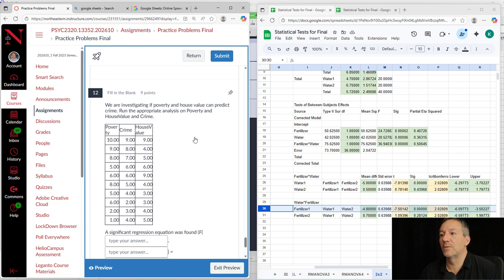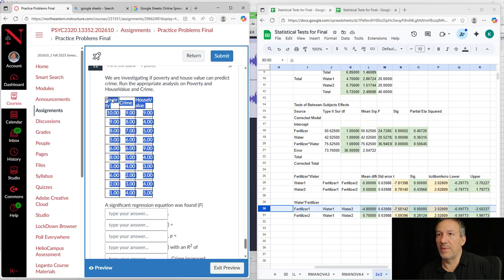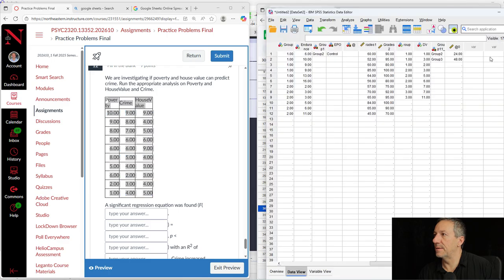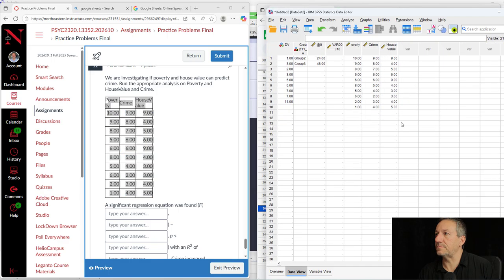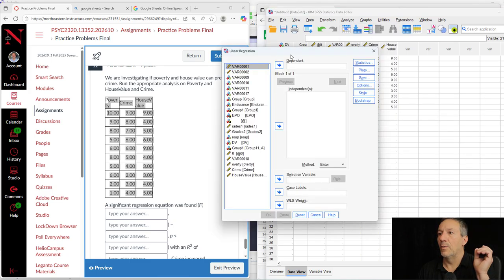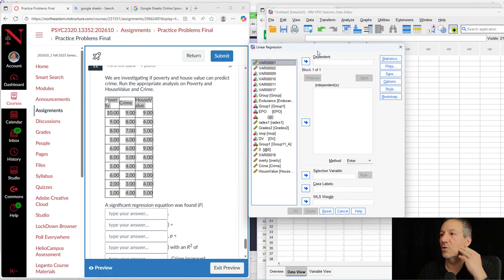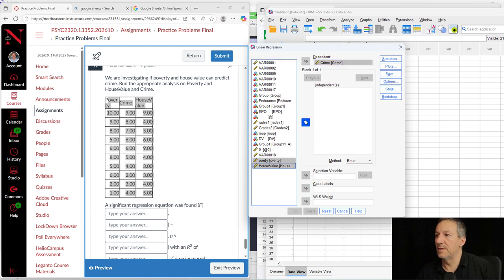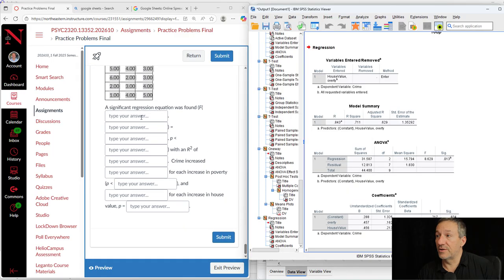All right, another one. So I think we're almost done. This is a multiple regression. So we're seeing if poverty and house value can predict crime. So copy. Go over here to SPSS. Click paste with variable names. So we're going to analyze regression, linear, and we are saying, can it predict crime? So crime is going to be our DV, and then poverty and house value is going to be our independent variable. Click OK.